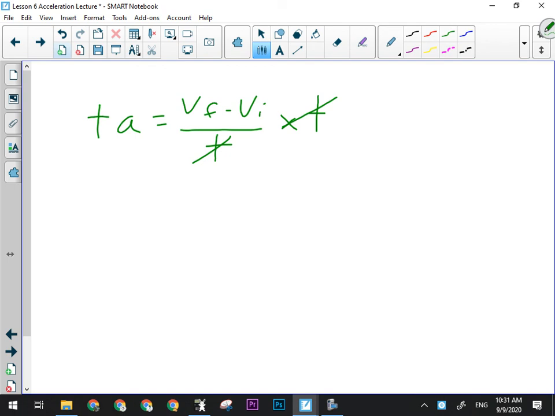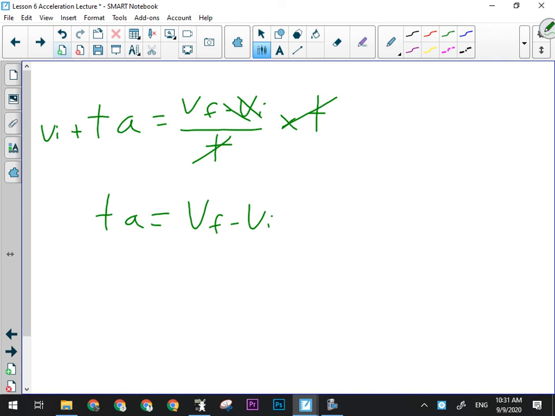All right. Now I want VF by itself. How do I move VI? I add it. Yeah, because I'm subtracting it on this side. So I would add VI to both sides. So VI plus t times a equals VF. Now I just want to back up one step. T times a equals VF minus VI. Okay, so t times a gives me my change in velocity.